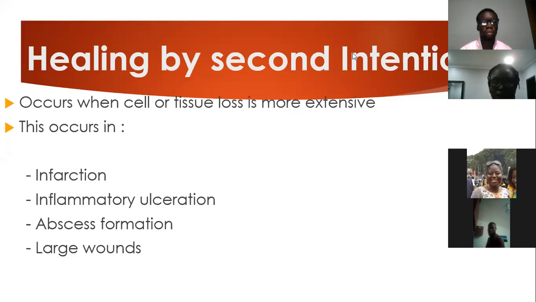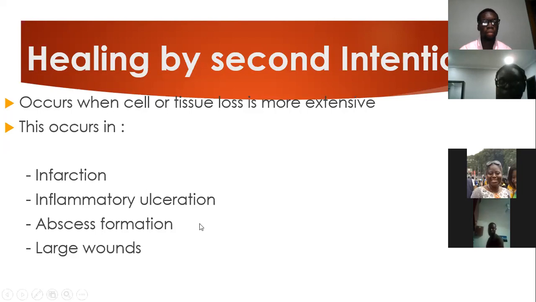Or if you have an inflammatory ulceration, same thing. Or you have an abscess formation, maybe a boil, and then the pus has come out. Once the pus comes out, you have an open wound. The open wound is not small like a surgical wound, it's quite a big wound. Or if you have a large wound. All these are wounds that will heal by secondary intention.